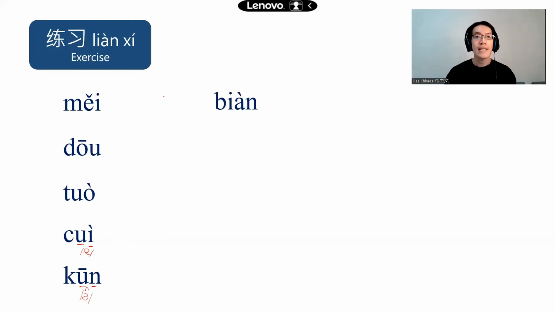And the next one should be 交. And the next one should be 勇. Remember this one: use the root of your tongue to form a nasal sound. 勇.